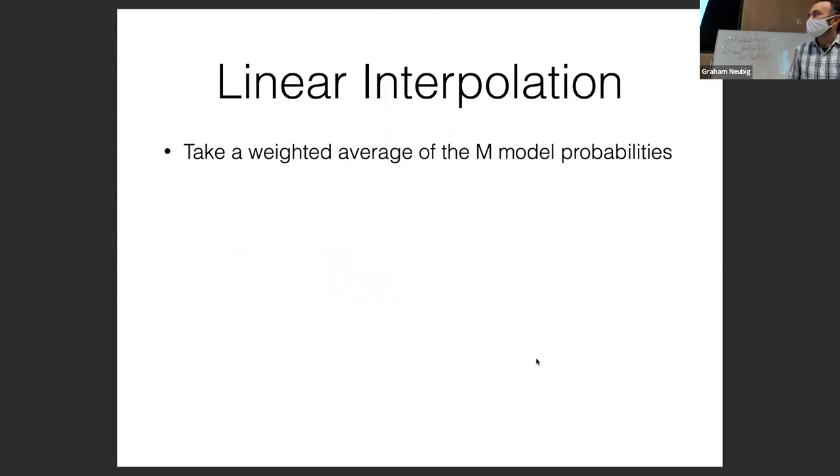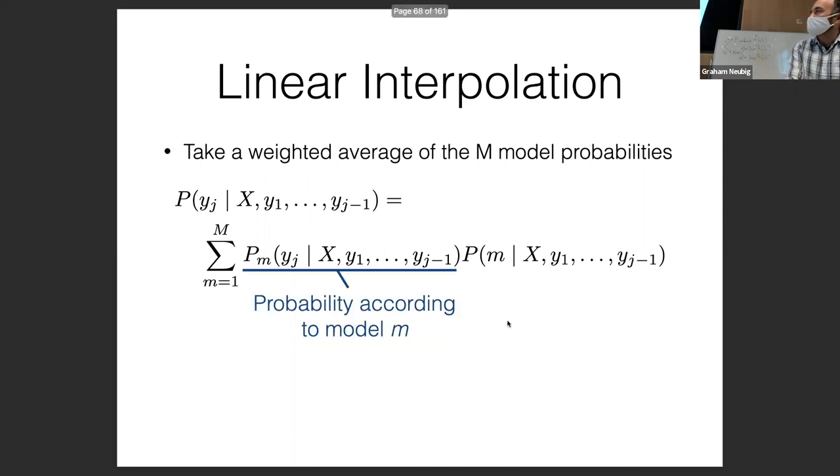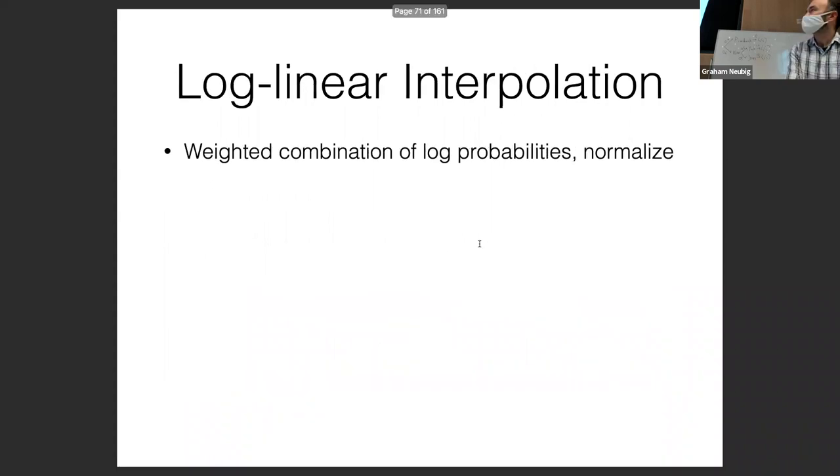And there's a couple different ways you can do that. One way is taking the weighted average of M model probabilities. So this is the probability according to model M. And this is the probability of selecting model M. And the second term is often set to a uniform distribution. So basically you uniformly combine together the probabilities of different models.